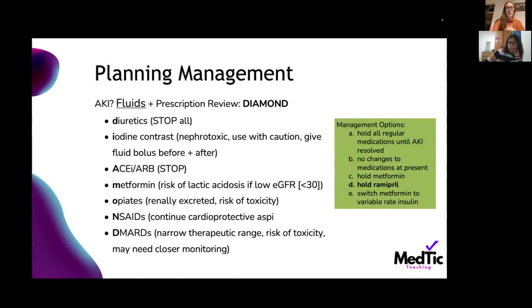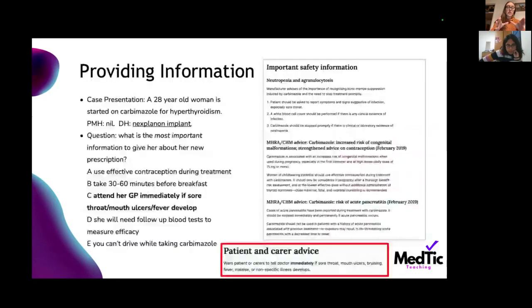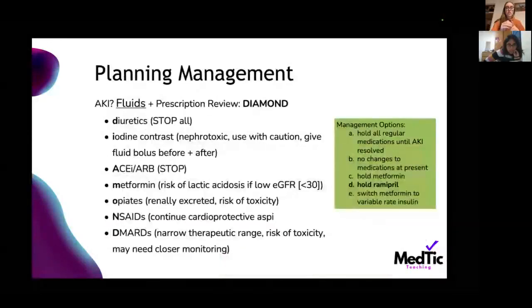And then the last D in DIAMOND is disease-modifying medications. They've usually got a very narrow therapeutic range. You're at risk of them not working or a toxic level developing. So if you want to keep giving them, you need to closely monitor them. But it might be a case of stopping them.